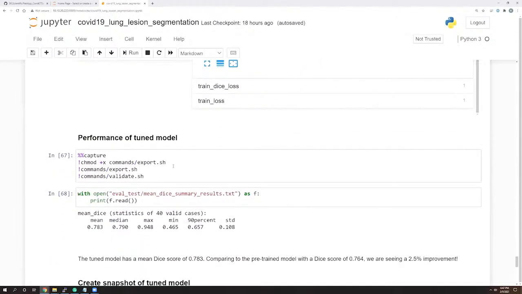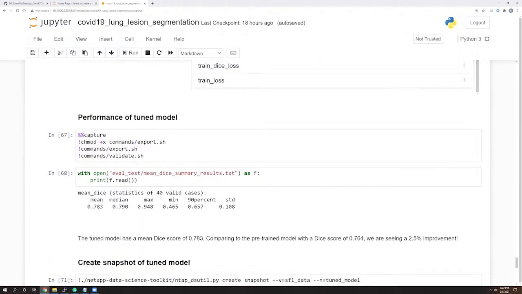So let's take a look at the performance of our tuned model. Using the same command, we can evaluate the model using the dice coefficient. And what we got is a dice score of 0.78. Compared to the pre-trained model at 0.76, we are seeing a 2.5% improvement. And that is very impressive because it's based on an already top performing model.